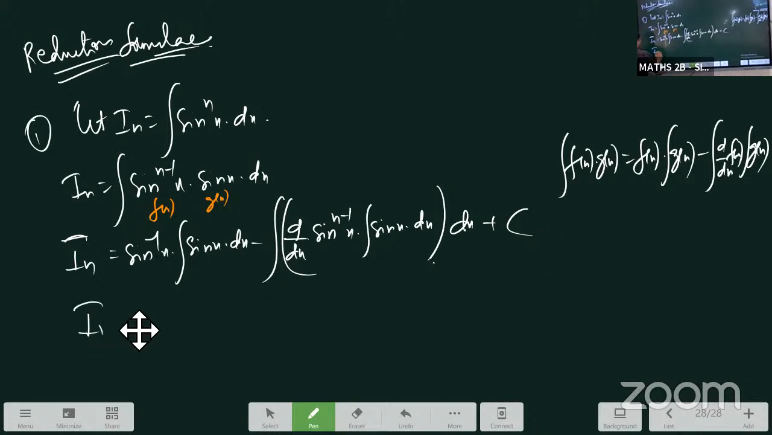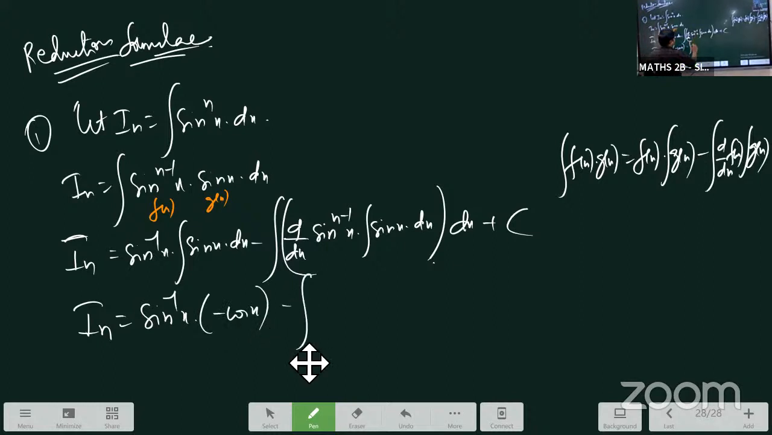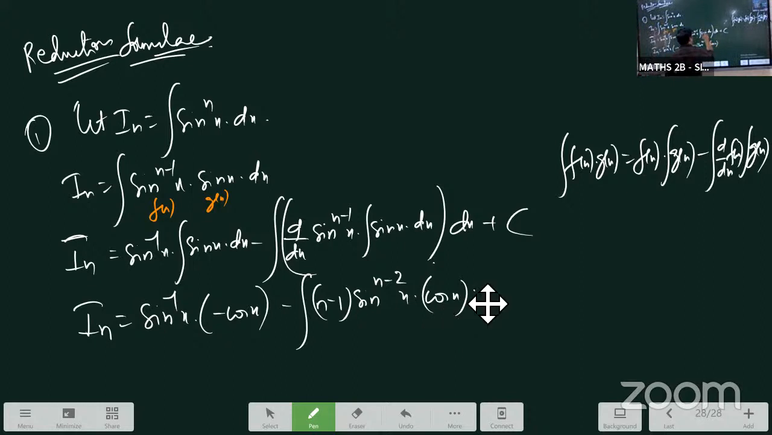Now In is equal to integral of sin^n x dx. Integration of sin x is minus cos x, minus d by dx of sin^(n-1) x, the formula being (n-1) sin^(n-2) x. Again, sin x derivative is cos x. Integration of sin x is minus cos x, and derivative of sin^(n-1) x is (n-1) sin^(n-2) x times cos x, into the integration of minus cos x dx plus c.